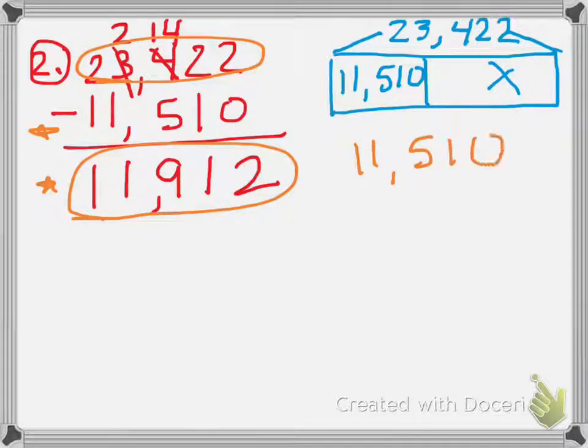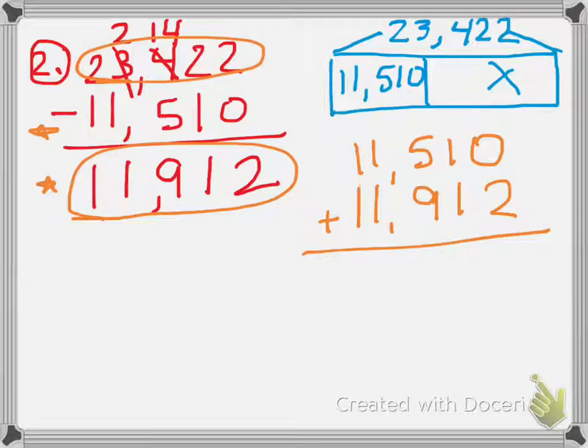11,510. Remember, line up the place value. Plus, this is our check, 11,912. Okay, it does not matter with addition which number is on top, the bigger or the smaller. But it does matter with subtraction. So we can go ahead and add these. We have 0 plus 2 is 2. 1 plus 1 is 2. 5 plus 9 is 14.